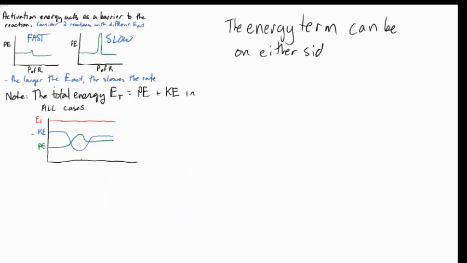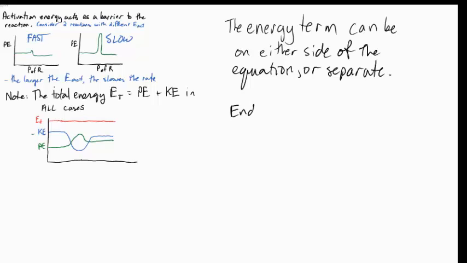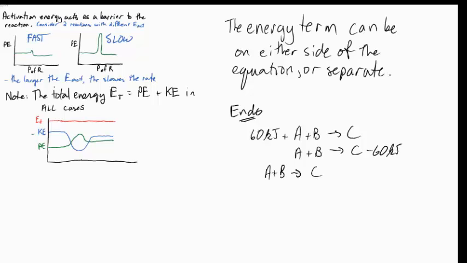Now, the energy term can be written right into the chemical equation, as we saw a little bit earlier, or it can be shown separate from it. Here's an endothermic reaction. Let's say that 60 kilojoules of energy add to A and B to make C. I can use mathematics to move that energy term to the other side, in which case it shows as a minus, or I can just separate it completely and show that the delta H is plus 60.